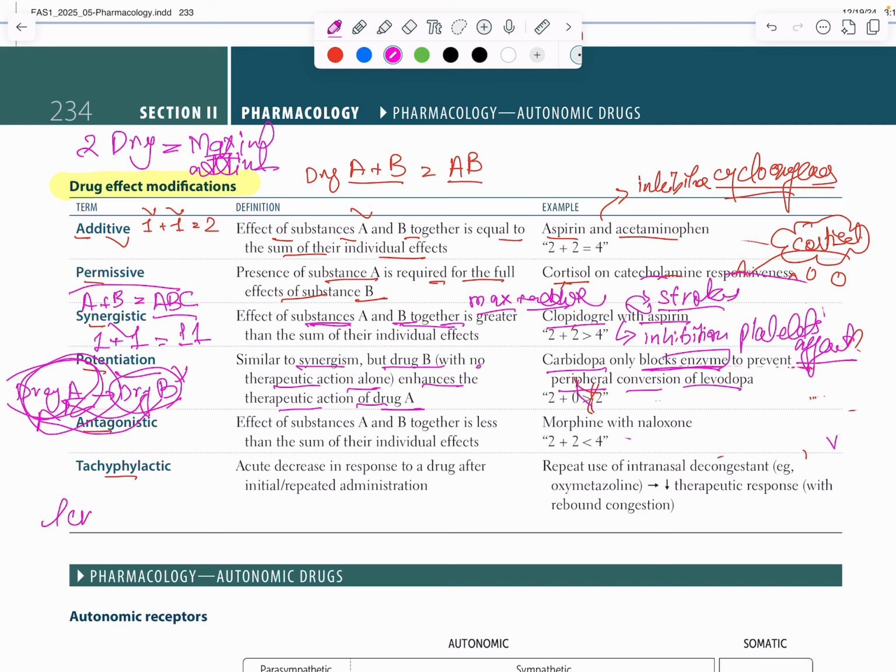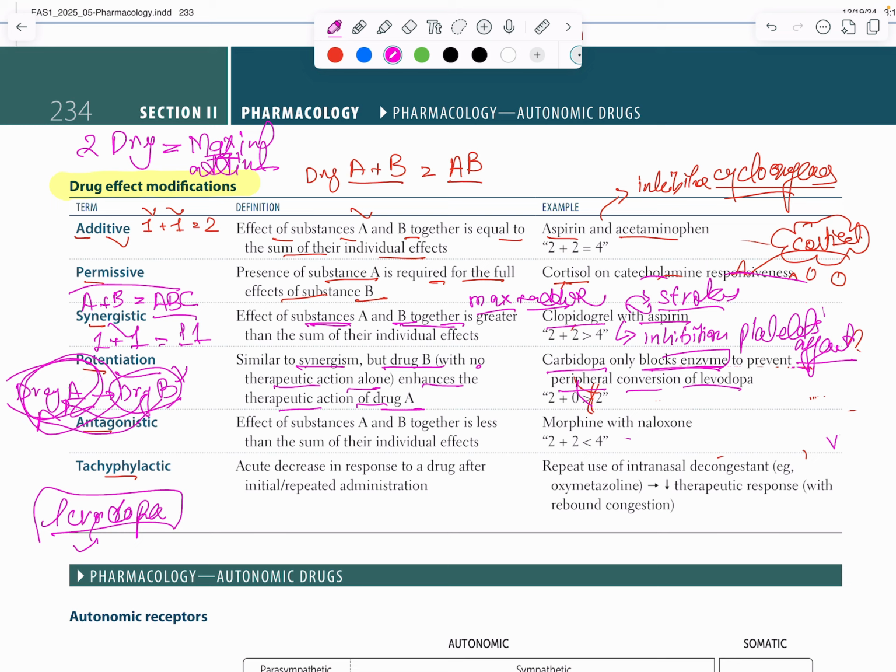Because you are taking levodopa, if you administer levodopa alone, then it will be converted by the peripheral enzymes, and its effect will be decreased. You do not get the effect of levodopa for the maximum time. But when you combine levodopa with carbidopa, it will protect the levodopa from the conversion, and you get the maximum effect for the maximum time. And this is called potentiation.